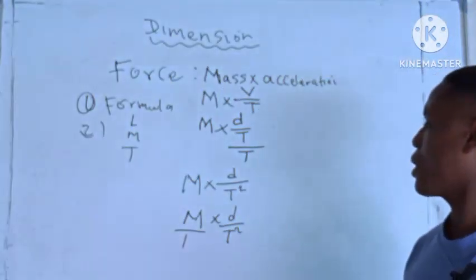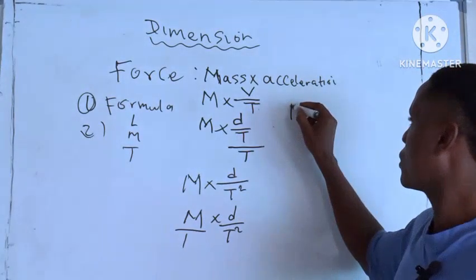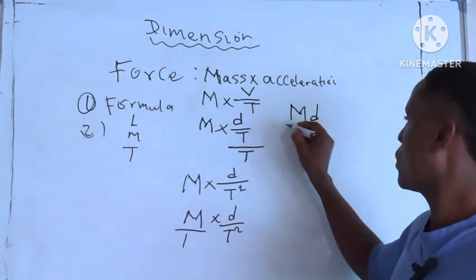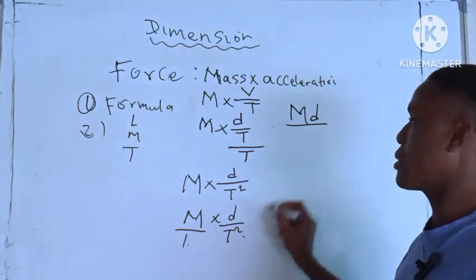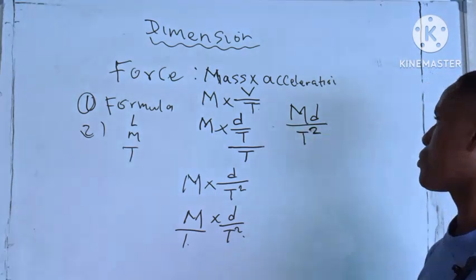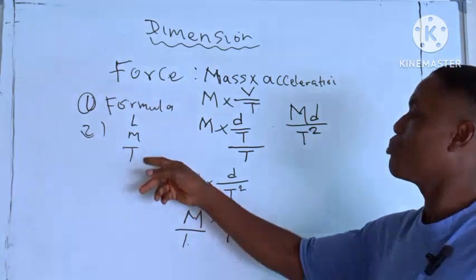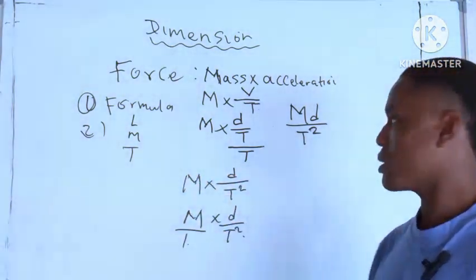So please take note. Now m times d will give us what? Md, all over 1 times t square will give us what? T square, right? Now from the approved stereo quantities, look at it.